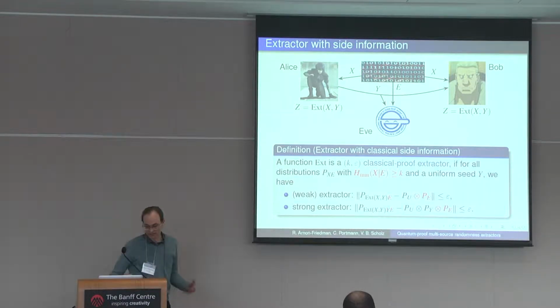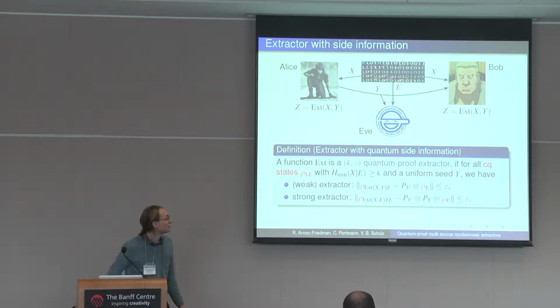So you can think of this as an alternative or different definition of extractors. If we have classical E, and if we have quantum E, we can define a quantum proof extractor to be a function such that the same thing holds, but now for states which are classical on X and quantum on E. So for all states, classical on X, quantum on E, which have this bound on the min-entropy, we want the output of the extractor to be close to uniform and independent from the adversary's information, either in the weak case without the Y, without the seed, or in the strong case with the seed.